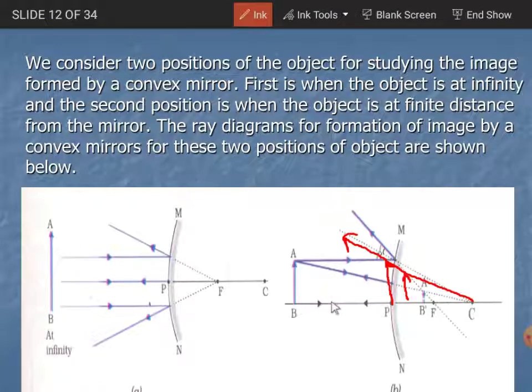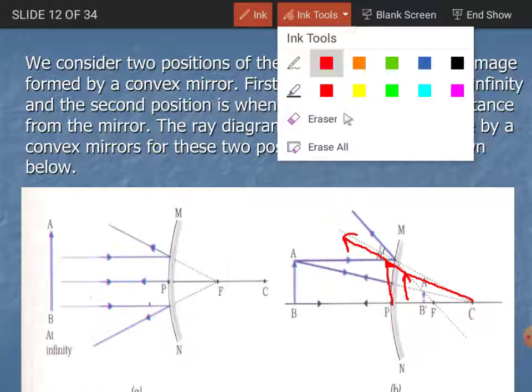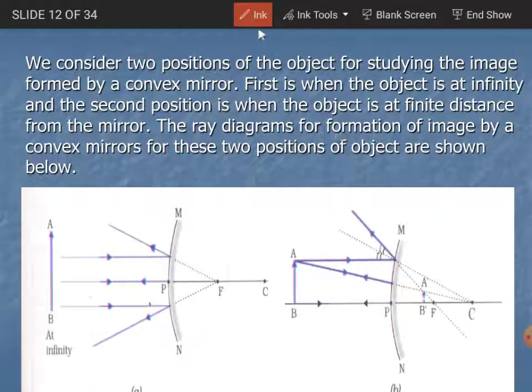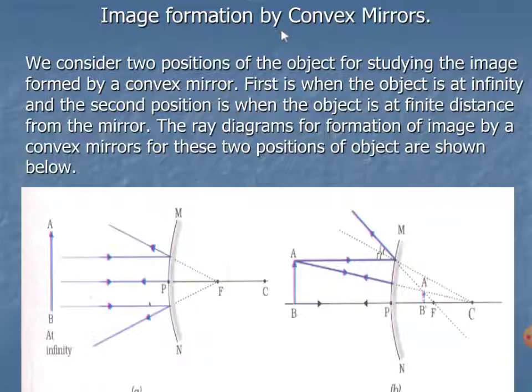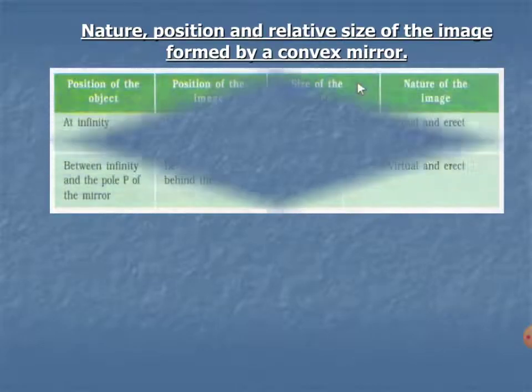So instead of taking these two, we can also have only one. What we can say is that wherever the position of the object, the image formed by the spherical convex mirror will always be virtual, erect, and diminished. Okay, let's see it in the form of a table. This is what you are going to see.